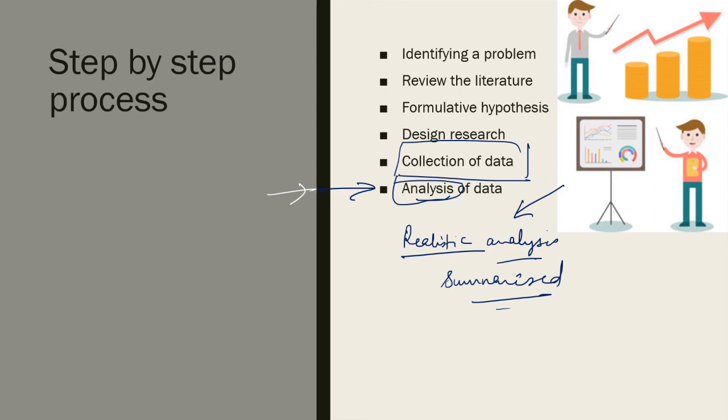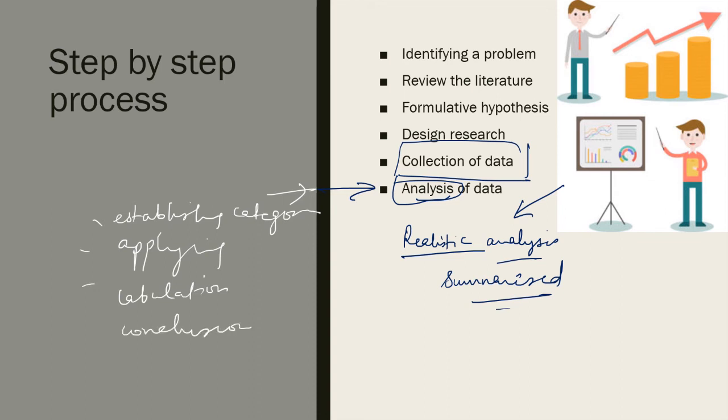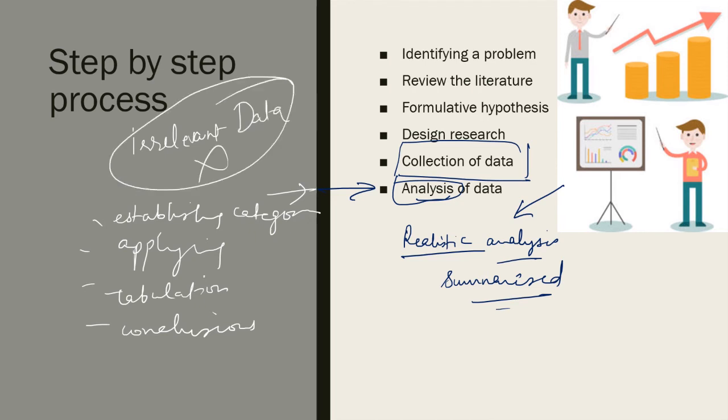So data analysis will require many procedures, like establishing categories, then applying categories to raw data, then tabulation, then drawing conclusion, etc. Now, the researcher may also have to discard the irrelevant data during this step. When he's analyzing, he will come across all those irrelevant data that he has collected. So at this step, he will discard those data which is of no use.